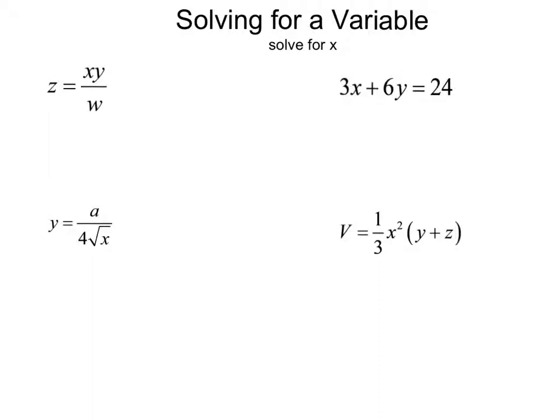Hello there. In this video we're going to look at solving for a variable, or isolating a variable, getting it by itself. I'm going to go through these in some detail. I know that my notation is a little bit different than others. In this first problem up here, I want to get x by itself, so the first thing I will do is multiply both sides by w.